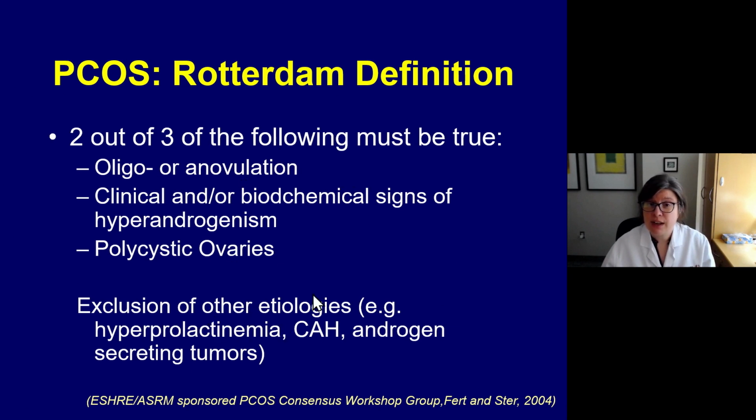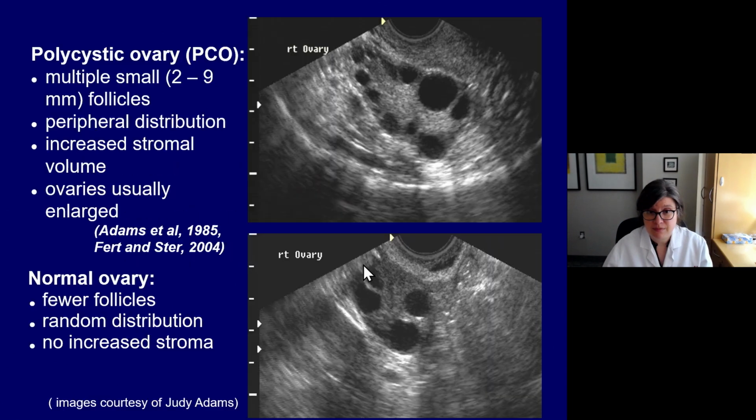And if you've excluded other etiologies, that's where the TSH comes in, the FSH, the prolactin levels, then you can make the diagnosis. And just looking at 2 out of the 3, that means in many cases, you really don't need to get an ultrasound. You could probably make the diagnosis just through clinical means and laboratory means.